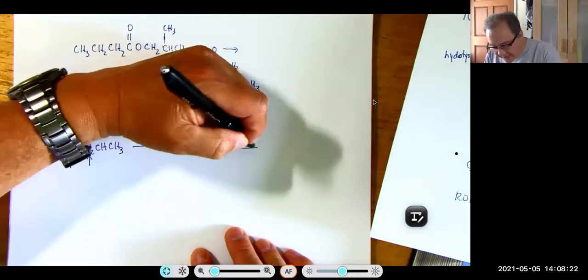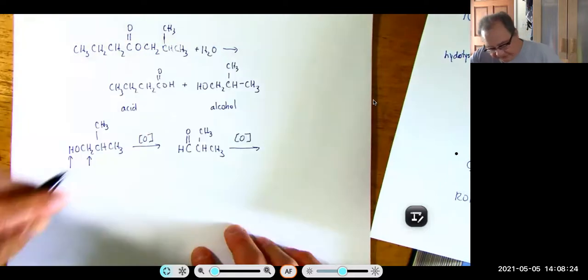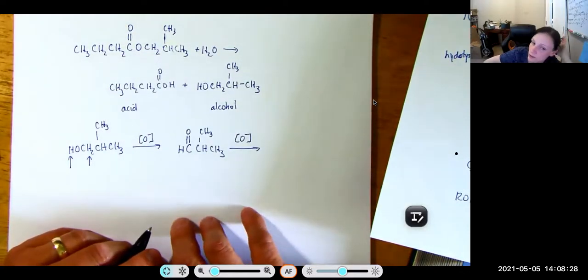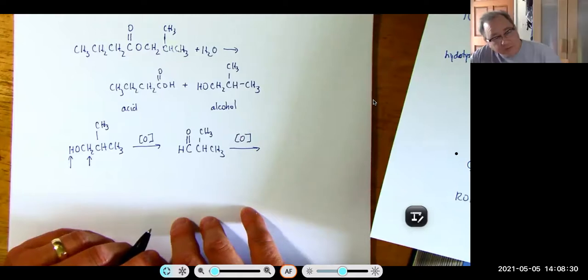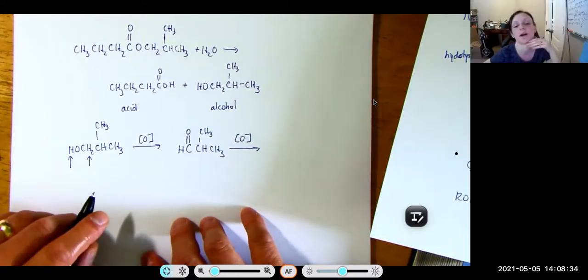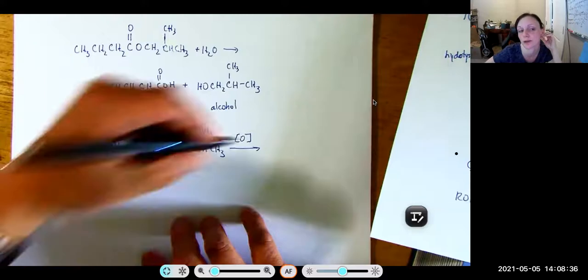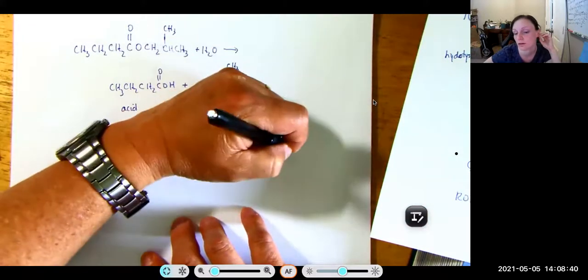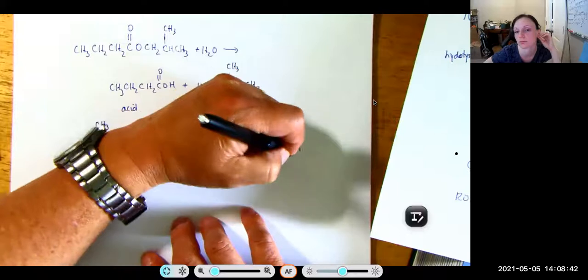Now, when you oxidize this, what happens? We remove that end hydrogen. We don't remove it. We insert something. What do we insert? The oxygen in between the carbon hydrogen bond. That's our acid.